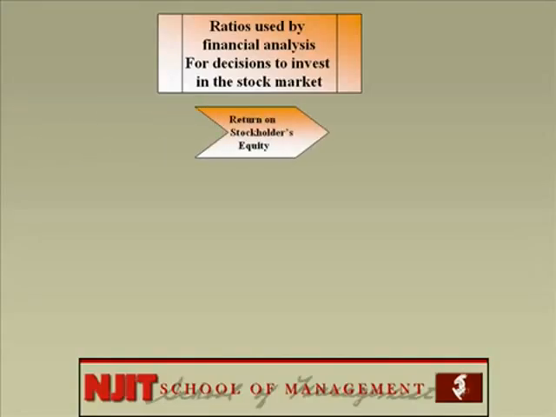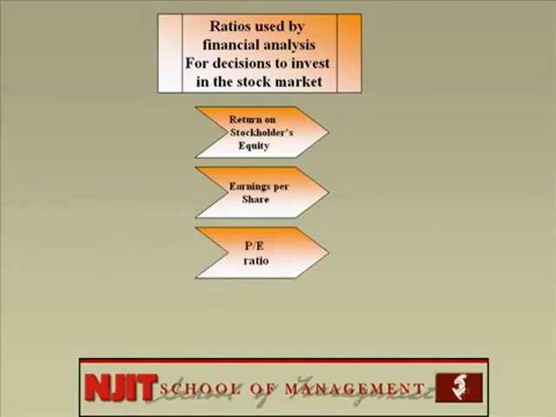The ratios I'm focusing on now are return on stockholders' equity, earnings per share, price earnings or PE ratio, and payout ratio. Those are the 4 important ratios which tell you, is the stock price going to go up or is it going to go down? Let's take each of these one by one.